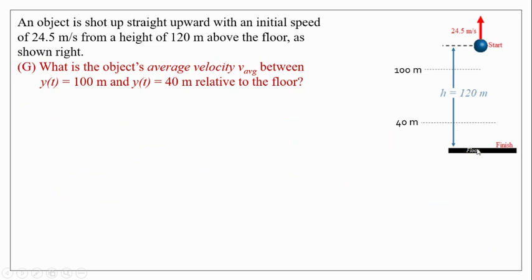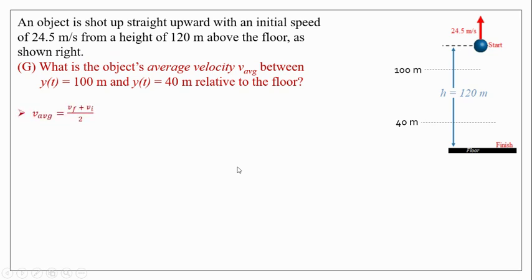I'm just giving you a visual. So here's the 40 meter mark because the floor is 0. So you're going to go up to 40, 50, 60, 70, 80, 90, 100, 110, 120, whatever the case is. All right, so 40 and 100. So it wants to find the average velocity during this time. Well, it's going to be falling down by the time it hits 100 and by the time it hits 40. So let's do it.